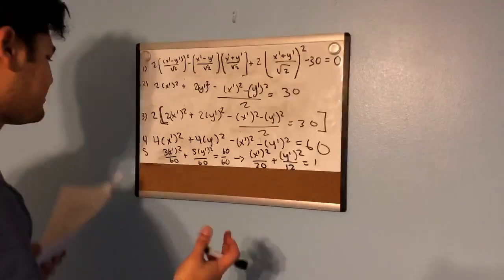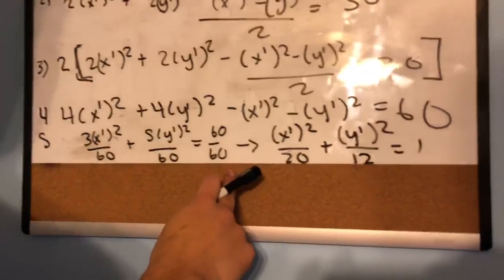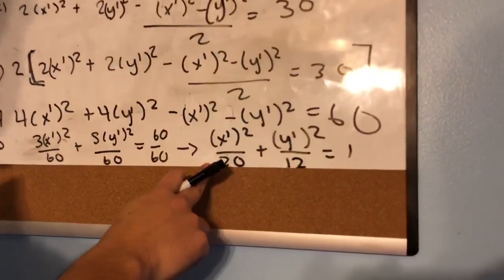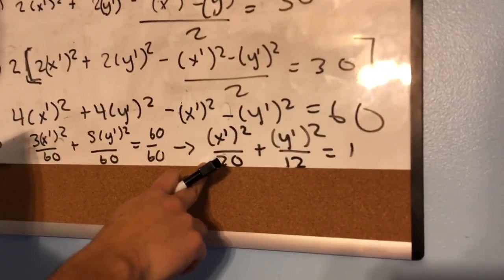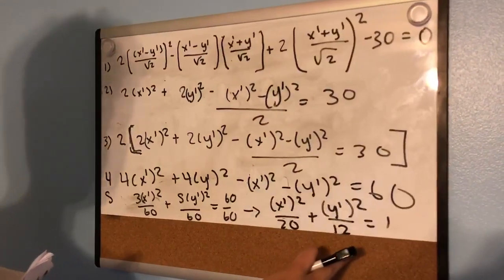And now to simplify it even further, we divide everything by 60, as you can see here that I've done. And once you do end up dividing by 60, your standard form after rotating at 45 degrees is x prime squared over 20 plus y prime squared over 12 equals 1.